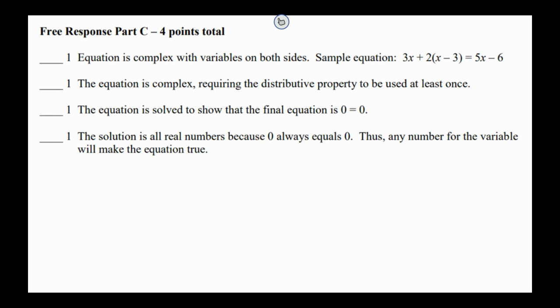So you get a point for having an equation that's complex with variables on both sides. Get a point for requiring the distributive property to be used at least once. You get a point for solving the equation to show that your final equation is 0 equals 0. And you get a point for saying the solution is all real numbers because 0 will always equal 0. Therefore, any number plugged into the variable will make the equation true.